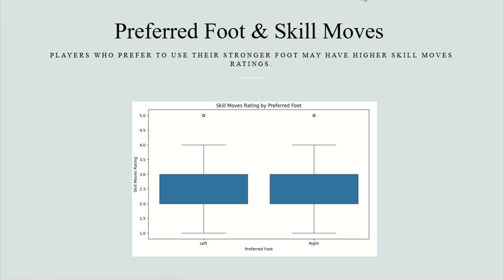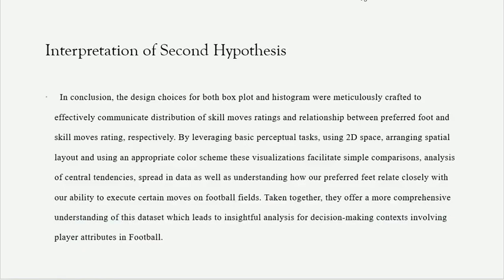Both box plots use blue color for skill move ratings for both preferred foot cases. The choice of this color is neutral, so it does not bring any form of bias or detract from what one should be primarily focused on, comparing the distributions.